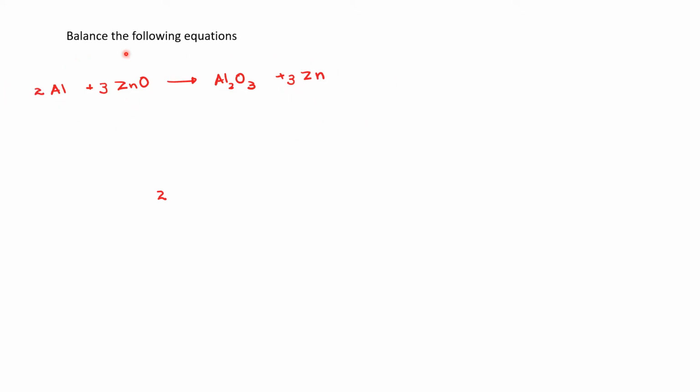Let's count the whole equation now. 2 aluminums, 2 aluminums, 3 zinc, 3 zinc, 3 oxygens, 3 oxygens.